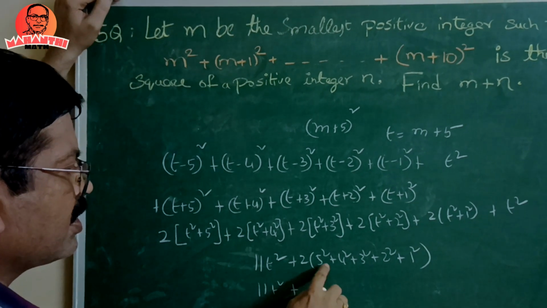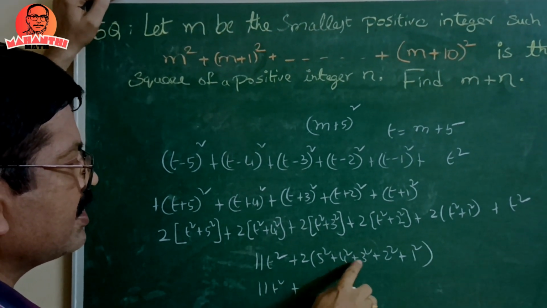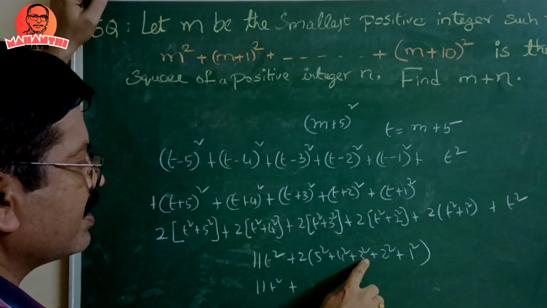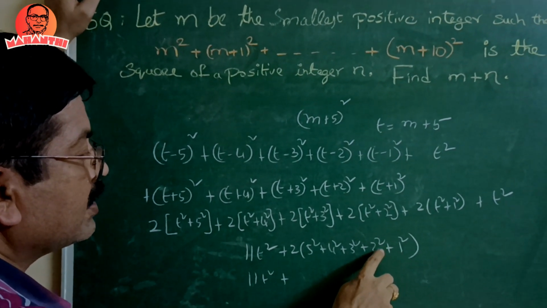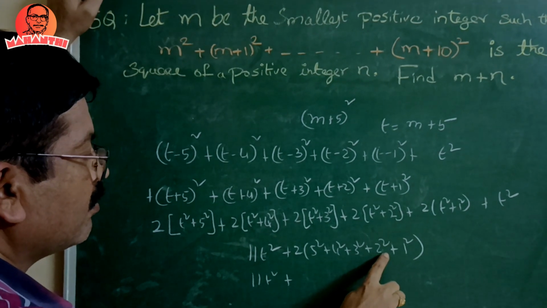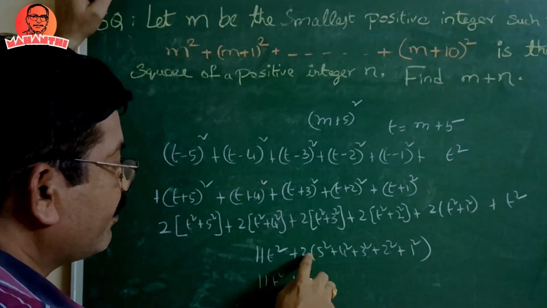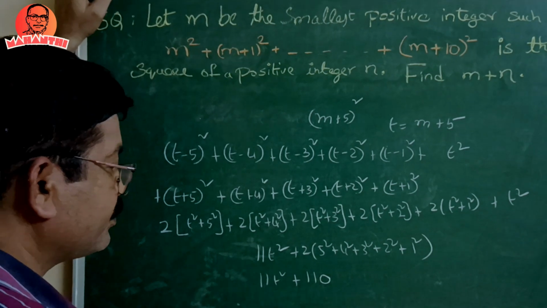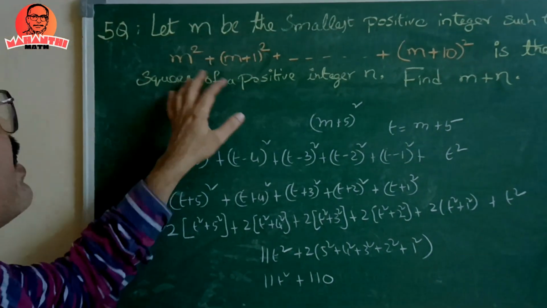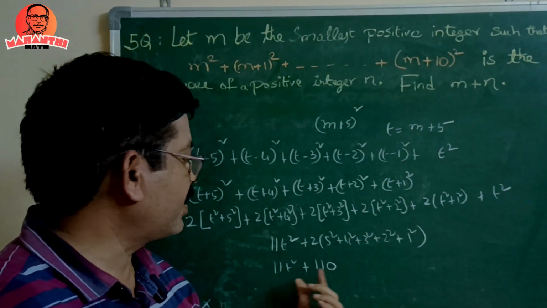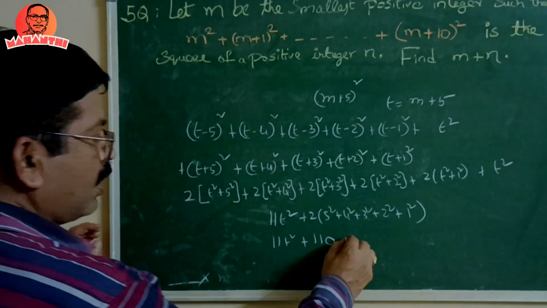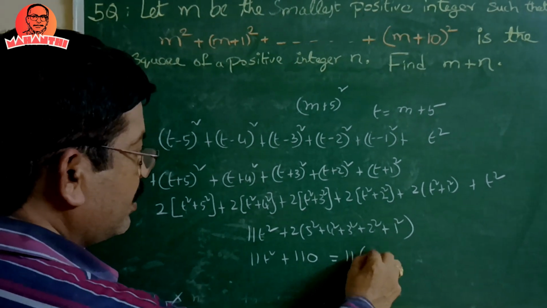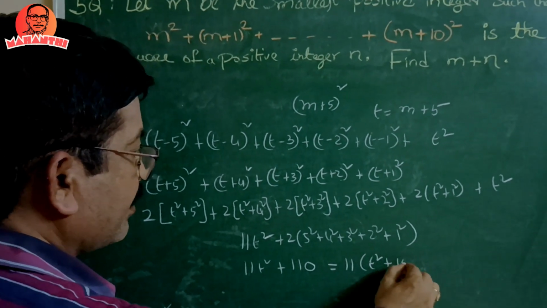Now you see, this is 25, this is 16, this is 9. 16 plus 9 is 25, 25, 50. 50 plus, what is this? 4, 54, 55. 55 into 2 is 110. Now, the sum of all these we have converted as 11t² plus 110. Now 11 you take common, 11(t² + 10).